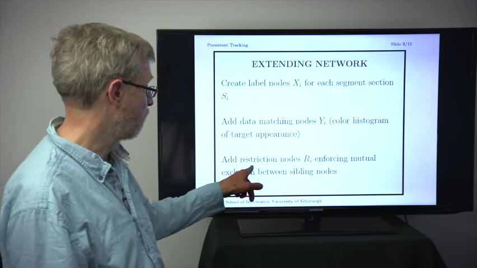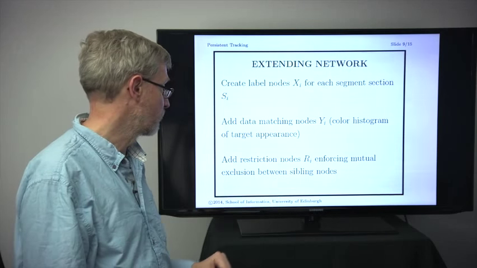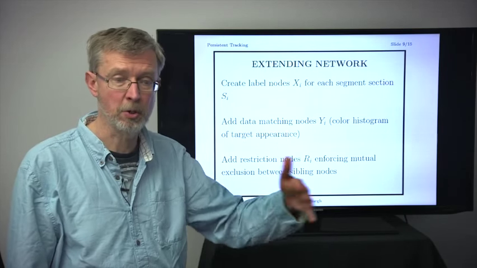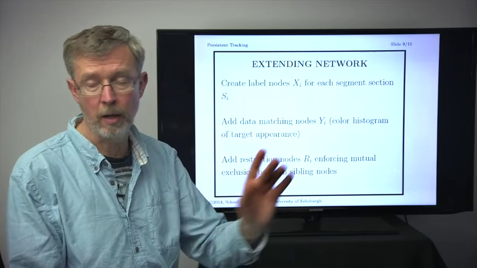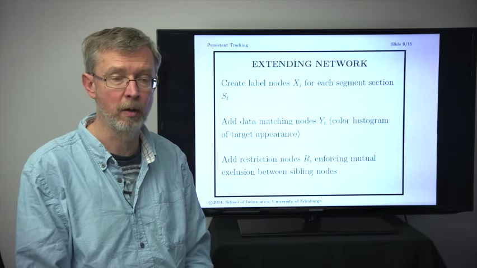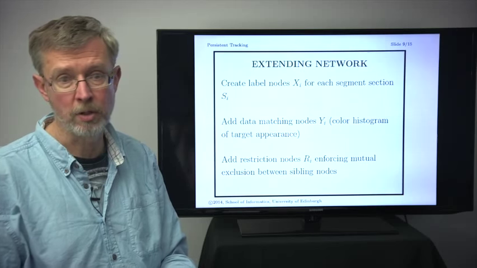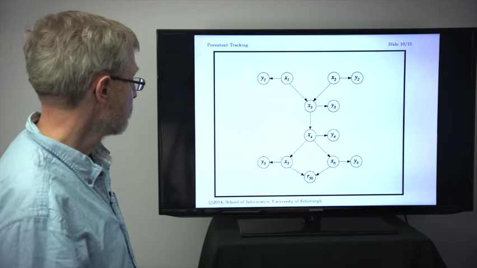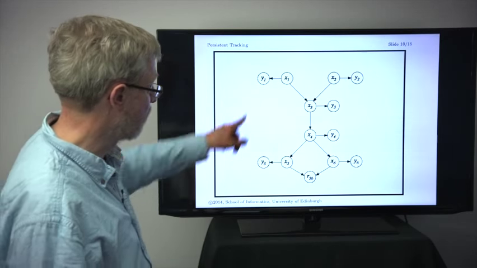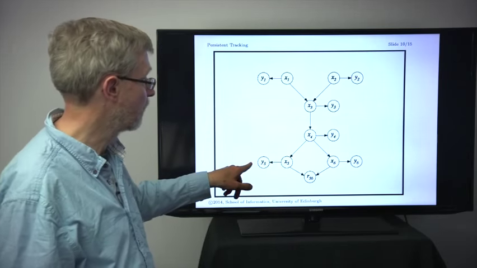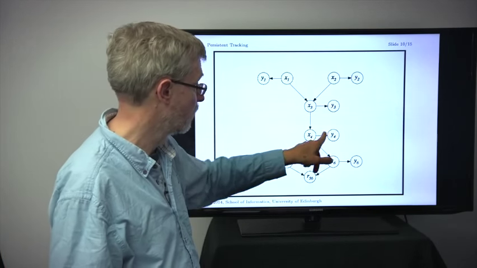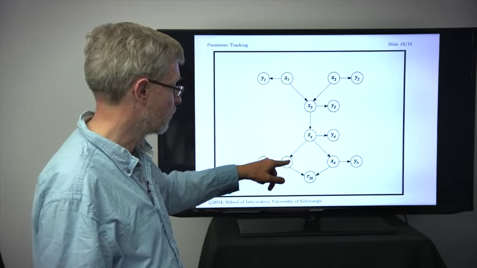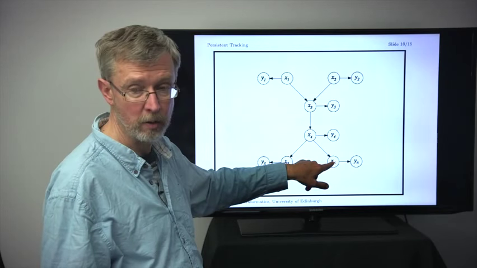And we also have a restriction node that enforces a mutual exclusion between sibling nodes. The reason for that is that if a person has gone off along one of the trajectories, they can't go off on the other trajectory as well. So this is a good way of forcing the network to decide which way the person went. Here is a little bit of an extension. This is our network before with all those X nodes that we had, and now we've extended it with our data nodes. We've got the Y nodes right here added, and there's also a restriction node here, because it says that any person who was observed in this trajectory couldn't be observed in that trajectory at the same time.